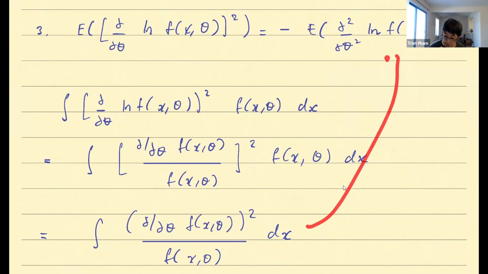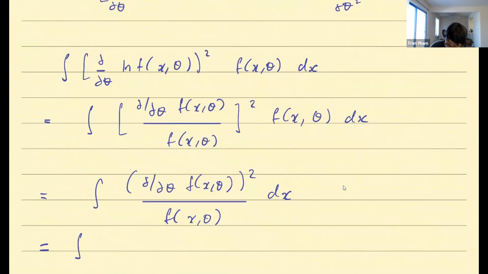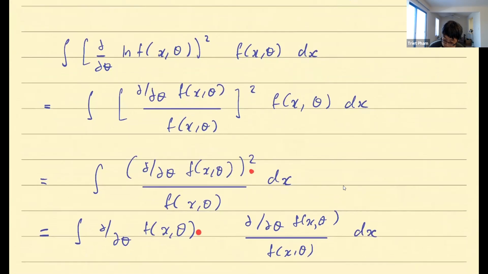Does anyone see why that is true? Well, there's one more trick here. Notice that this term, you should write like this. It is the partial by itself times this product. Sorry, this ratio. Like this. So I split this square into two terms, and then keep this. Why do I do so?